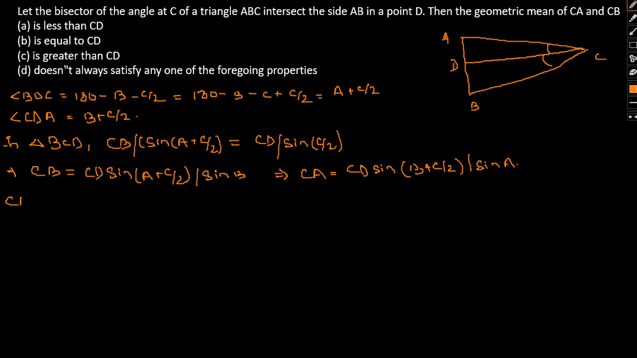Now CB into CA can be written as CD square into sine (A plus C by 2) into sine (B plus C by 2), the entire thing divided by sine A into sine B.